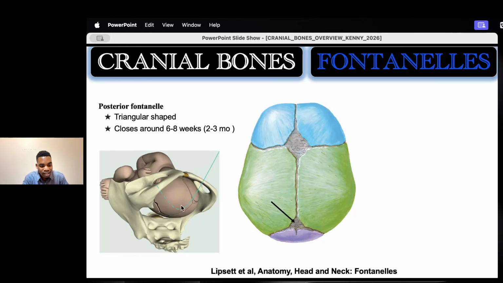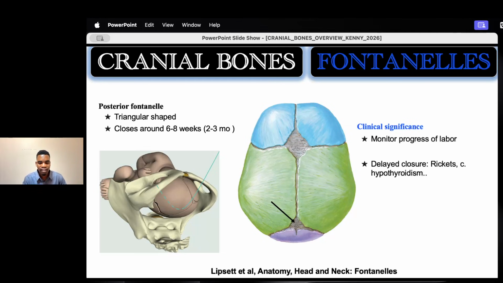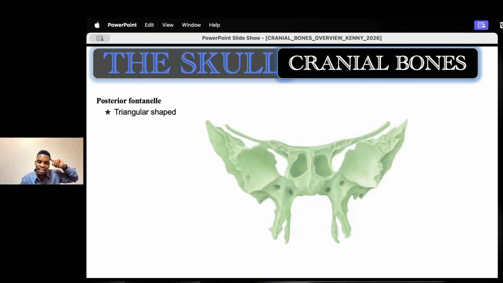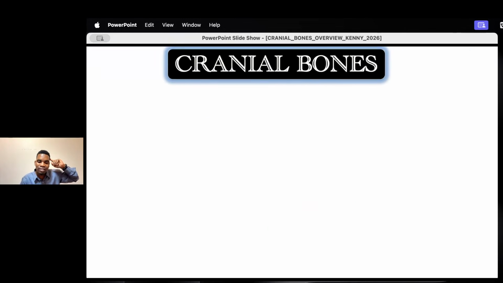The head of the baby is facing anteriorly, because this is posteriorly, okay? And if you find this anteriorly, it means the head of the baby is facing posteriorly. Don't worry about this. Just know it's used to monitor the process of labor during vaginal delivery, and this is very, very important. But it can also be delayed. We can also have delayed closure of this posterior fontanelle in conditions like rickets and hypothyroidism. And we have seen already this one.